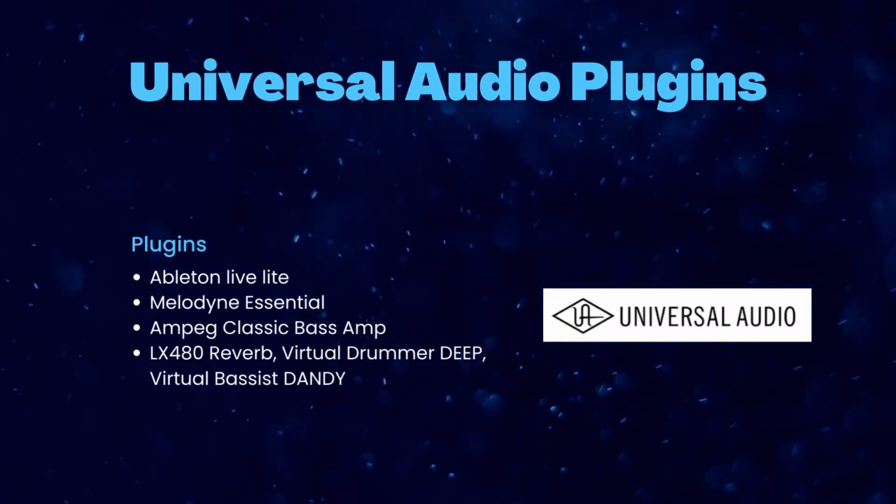Universal Audio, I've noticed, is doing a great job actually advertising how much they include with their audio interfaces. That being said, what do they actually include? So we have Ableton Live, we have a Melodyne Essentials, there's a great reverb plugin, as well as a virtual bassist and a virtual drummer. Now the way I feel like they're framing this makes it feel like it's specifically for music producers.